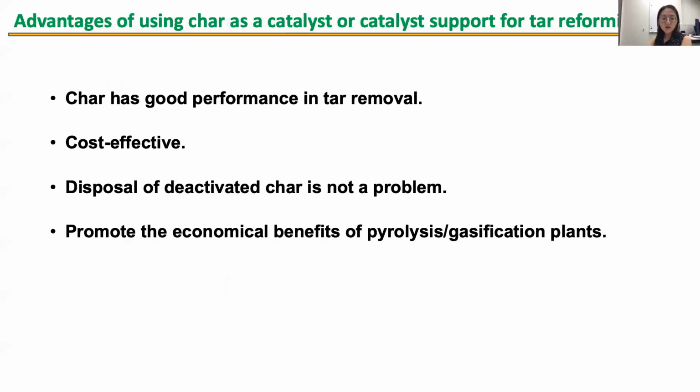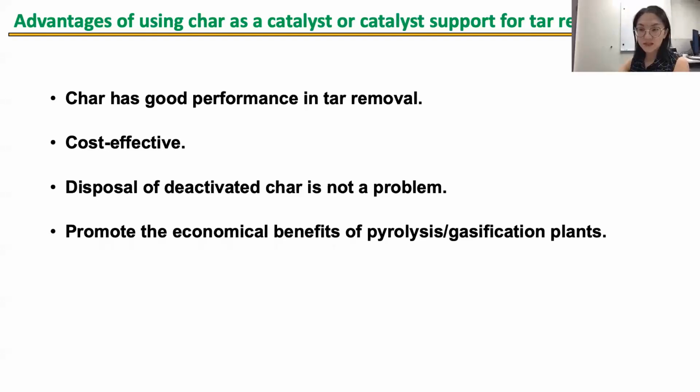So why use char? Because char has a number of advantages over other catalysts like nickel-based catalysts, which are expensive, and the natural catalysts like dolomite and zeolite, which can be easily deactivated as the process continues. So char is a low-cost catalyst which has fairly good performance in tar removal.